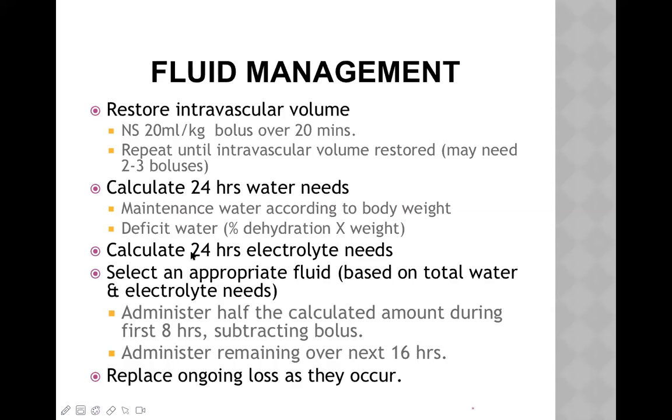At the same time, you should calculate the 24-hour electrolyte need, like sodium 2 to 3 milliequivalent per kg, and potassium 1 to 2. So give accordingly. And if the child is constantly losing fluid because of diarrheal stool or vomiting, replace the ongoing loss as well. For each diarrhea or vomiting episode, we can give an extra 50 to 100 ml of fluid. So this is how management of dehydration is done in the hospital.